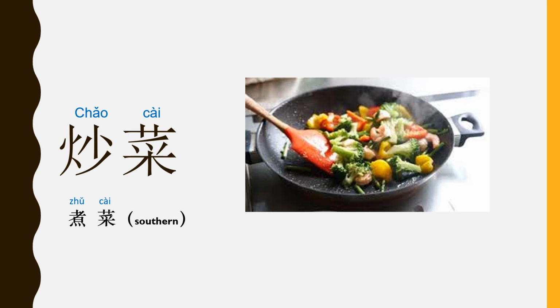Sometimes in the southern part, we can hear people also say 煮菜, 煮菜. They are both correct. 煮菜 could be more general. So if you say 我煮菜了, it doesn't have to be necessarily vegetables. It could just simply refer to a meal. A meal. Okay?